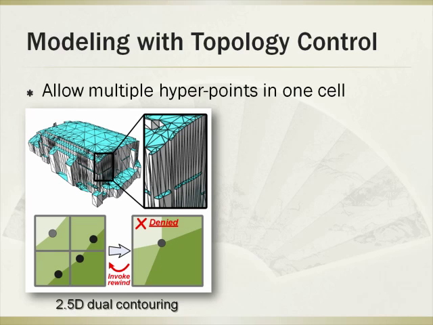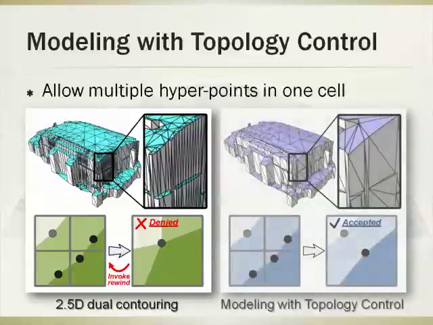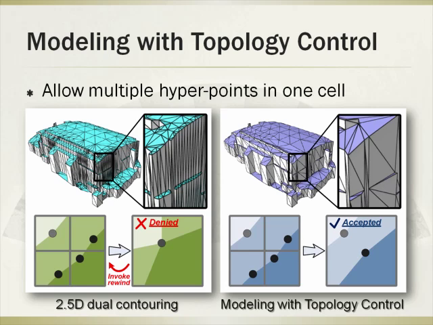In 2.5-dimensional dual contouring, only one hyperpoint is created per core tree cell. Thus, only simple building topology can exist in one cell. If the topology is to be preserved, cell merging is often denied, which results in lots of unnecessary polygons in areas with complicated topology. The first modification we have made here is to allow multiple hyperpoints in one core tree cell. Thus, complicated in-cell building topology is allowed, and we can preserve the topology with a much simpler model with much less triangles.